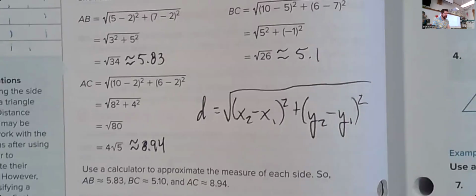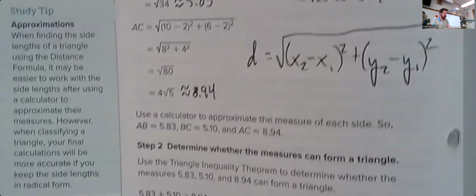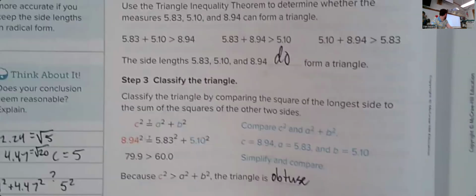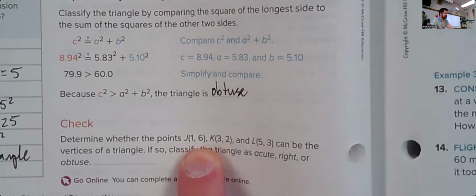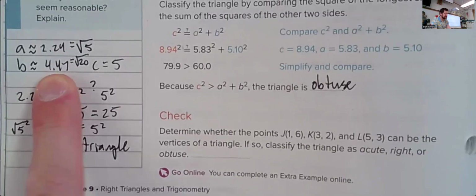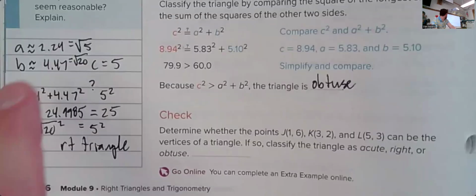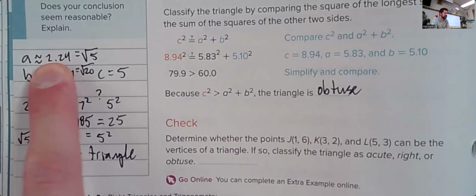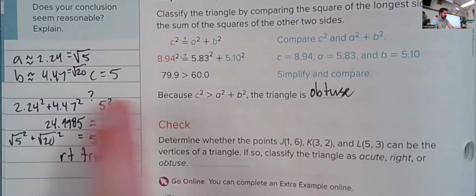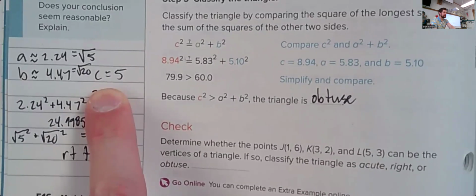All right, let's have a look here. So first of all, it is a triangle because the distance between J and K is equal to the square root of 20, which is about 4.47. The distance between K and L is equal to the square root of 5, which is about 2.24. And the distance between J and L is actually exactly 5. Everybody get those numbers?